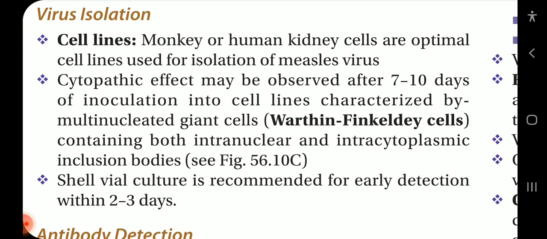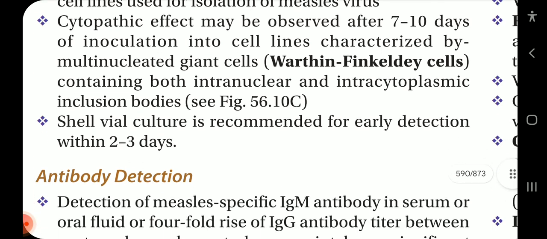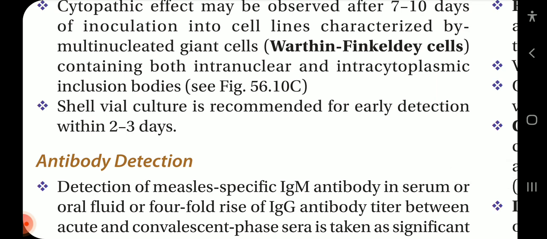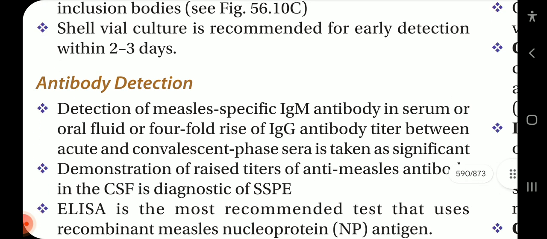Cell lines: monkey or human kidney cells are the optimal cell lines used for isolation of measles virus. Cytopathic effect may be observed after 7 to 10 days of inoculation into cell lines, characterized by multinucleated giant cells, Warthin-Finkeldey cells, containing both intranuclear and intracytoplasmic inclusion bodies. Shell vial culture is recommended for early detection within 2 to 3 days.